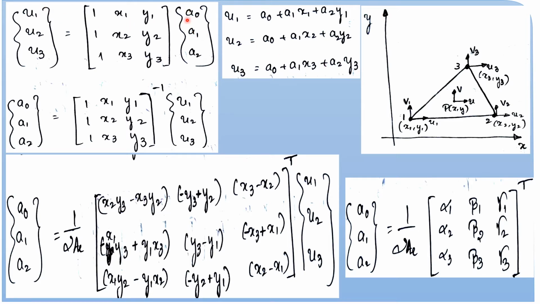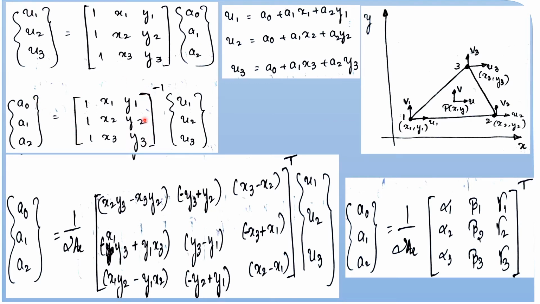Now we have to find out what these a0, a1 and a2 are. What are your generalized coordinates a0, a1 and a2? So I'll take this to the other side. It will become inverse of this matrix. So a0, a1, a2 equals the inverse of this matrix times your displacements. So you have to find out the inverse of this matrix.